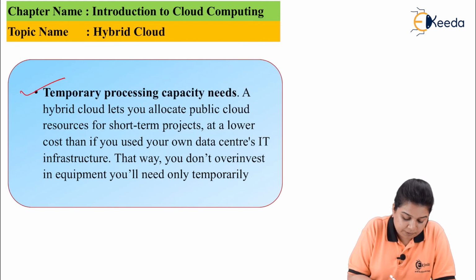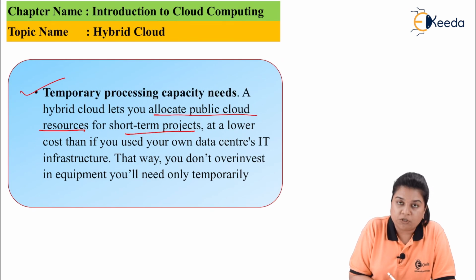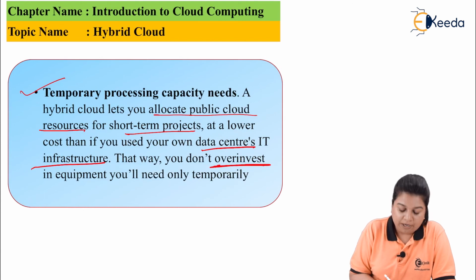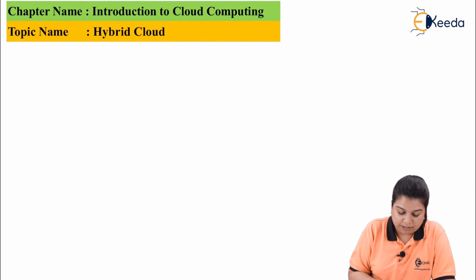Next is temporary processing capacity needs. A hybrid cloud lets you allocate public cloud resources for short-term projects at a lower cost than if you used your own data center's IT infrastructure. That way, you do not over-invest in equipment you will need only temporarily.